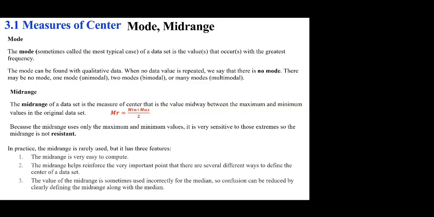It helps reinforce the very important point that there are several different ways to define the center of a data set. The value of the mid-range is sometimes used incorrectly for the median, so confusion can be reduced by clearly defining the mid-range along with the median. So mid-range is simply the sum of the min and max divided by 2.